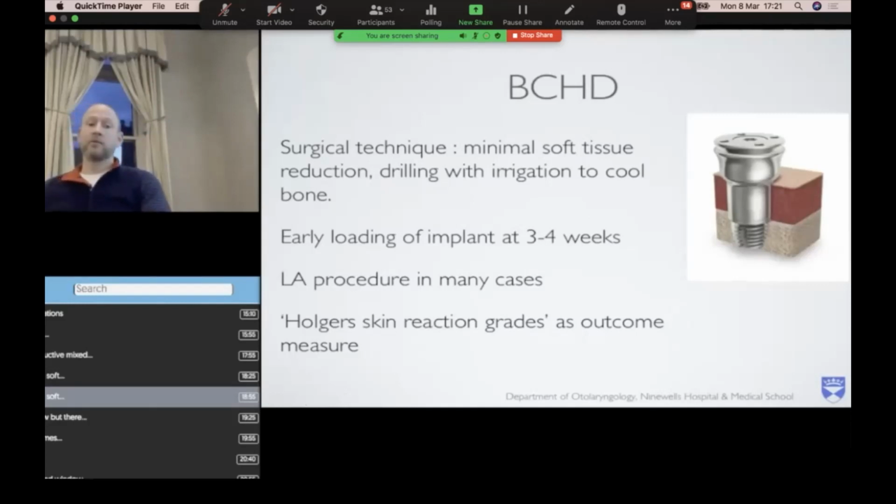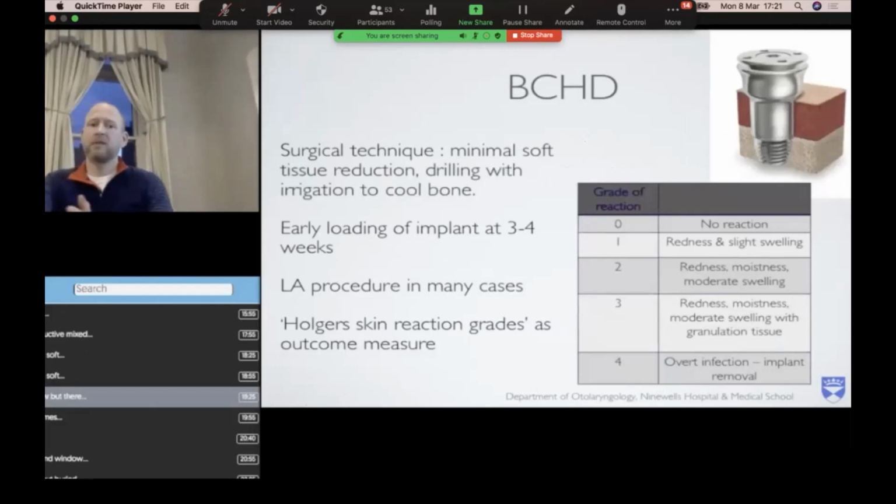You should probably, have you heard of Holgers skin reactions? Yeah, some nods, it's good. That's what we use as an outcome measure. So up to 2 was considered a good outcome. That would be acceptable. 85 to 90% of patients would have one of these scores. Not a good outcome would be 3 or 4.